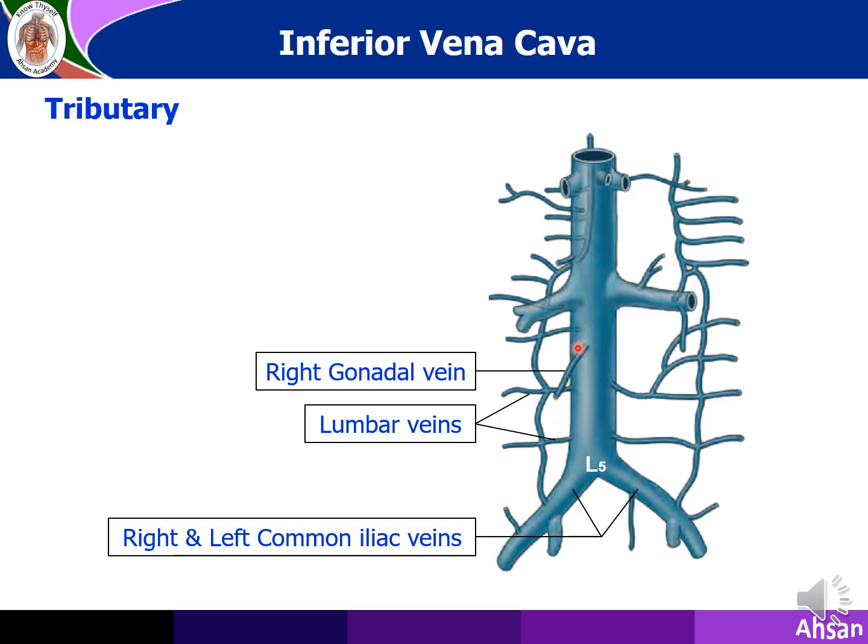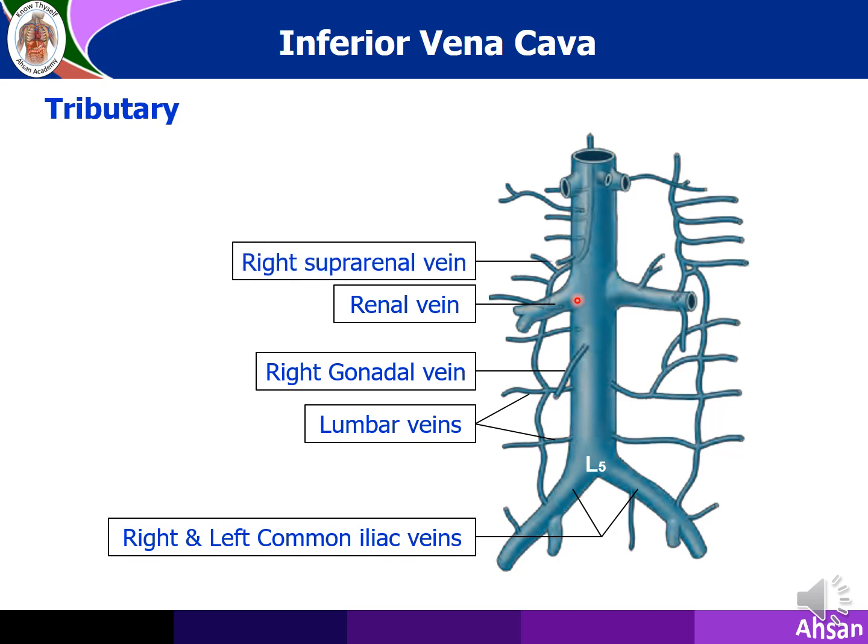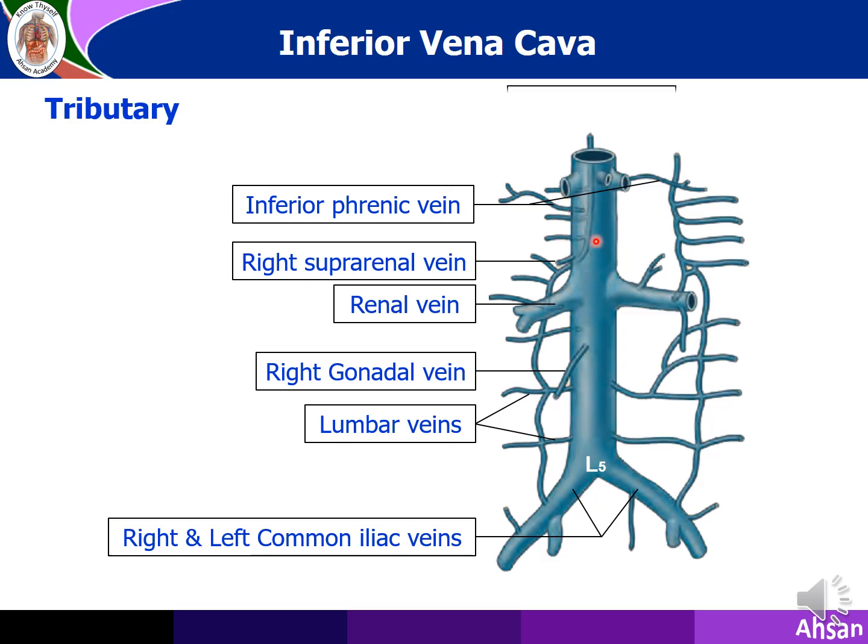This is the gonadal vein, and the right one opens into the vena cava, but the left one goes to the renal vein. Both renal veins open into the vena cava. The right suprarenal vein opens into the vena cava directly, the left one into the renal vein. The inferior phrenic veins both open into the vena cava. And we have already discussed that there are three hepatic veins directly opening into the vena cava.